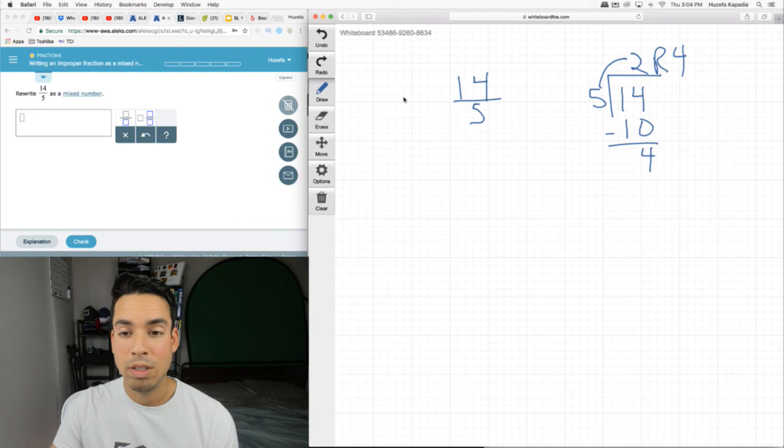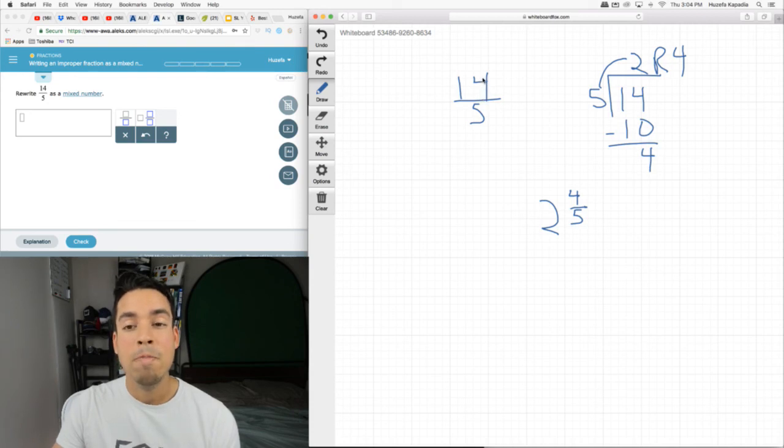So what does this have to do with anything? Well, this is how we convert it into a mixed number. That 2 is the whole number. And then that 4 is what stays in the fraction zone. And the denominator is just what the denominator was at the beginning, or in this case, what the divisor was. That's how you convert to a mixed number.